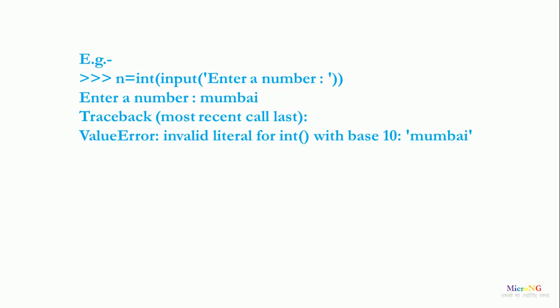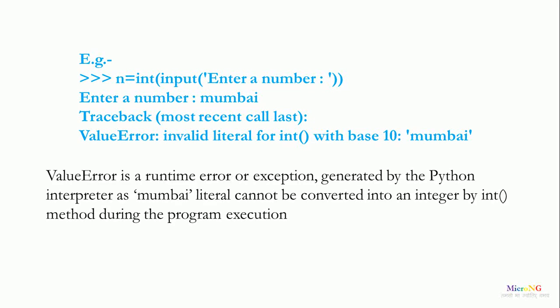Example: in this program, we have written a statement n equal to int of input enter a number. During the execution, if we enter a number as Mumbai, the int method may not be able to convert Mumbai into a number. So it will give a runtime error named value error. Value error is a runtime error or exception generated by the Python interpreter. As in this example, the Mumbai literal cannot be converted into an integer by the int method during program execution or runtime.